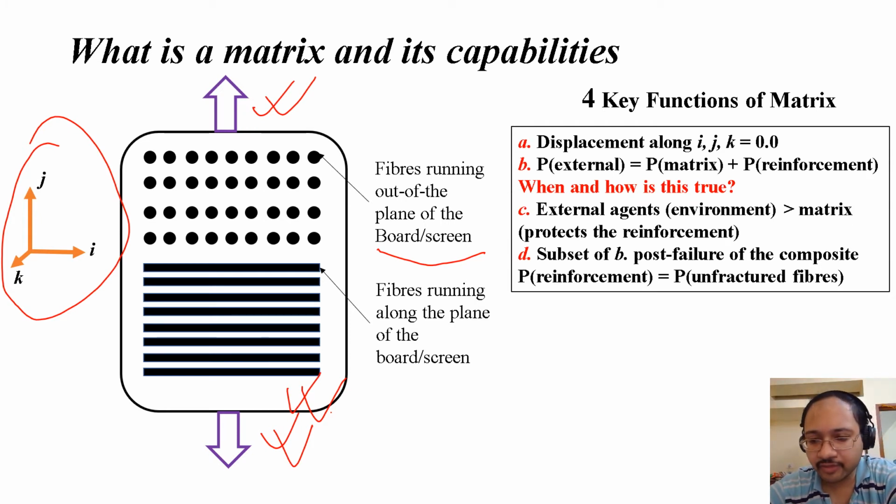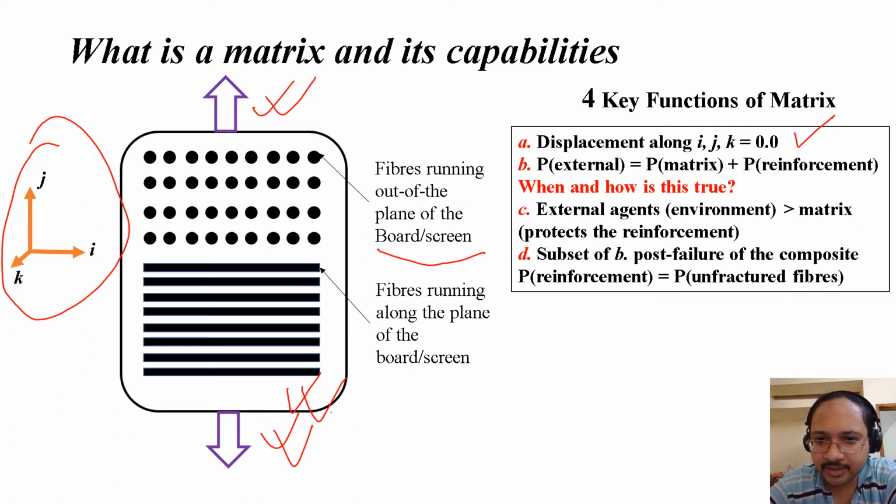Now there could be four key functions of matrix. Number one, the displacement along I, J, K equals 0. That means once the polymer is cured, there is no displacement inside the polymer, and the degrees of freedom we can say is 0.